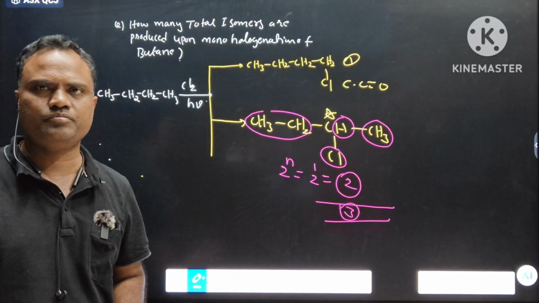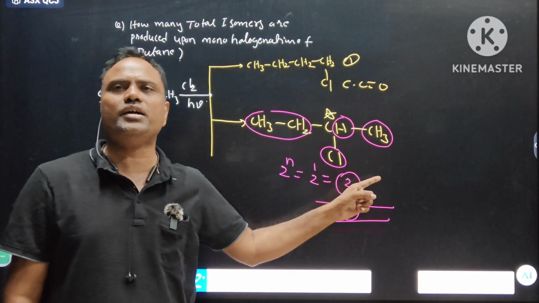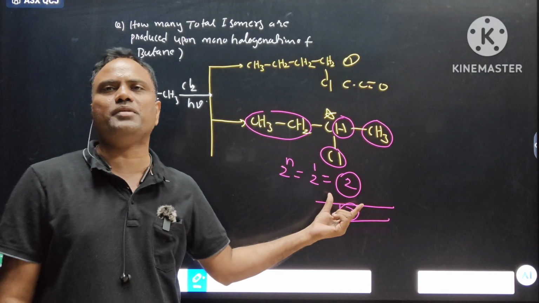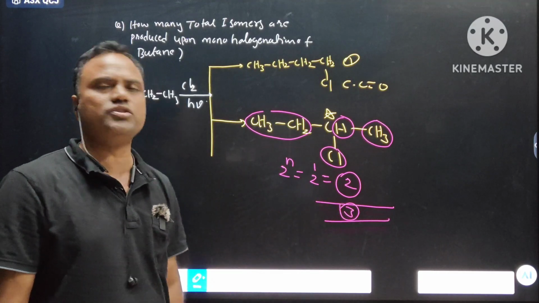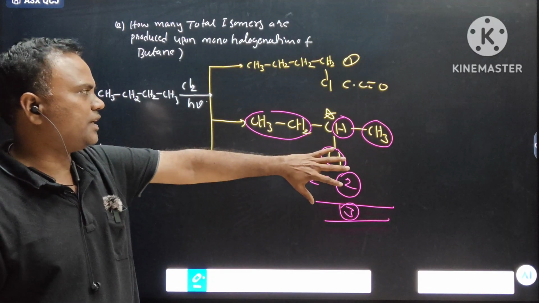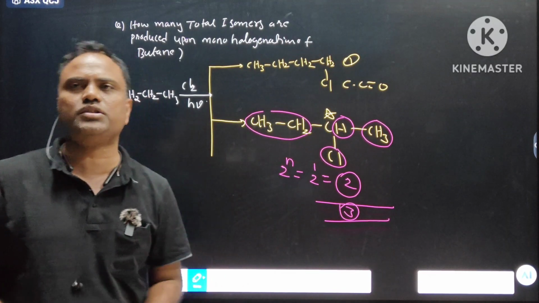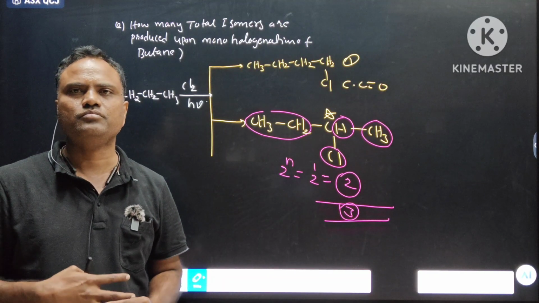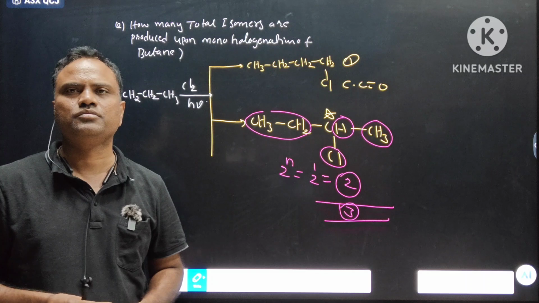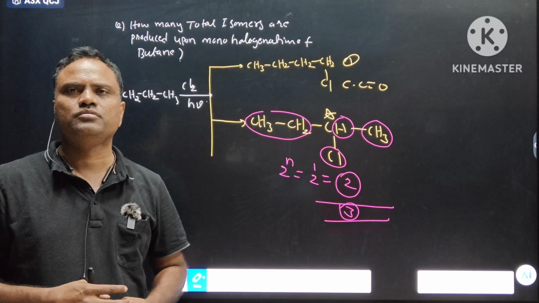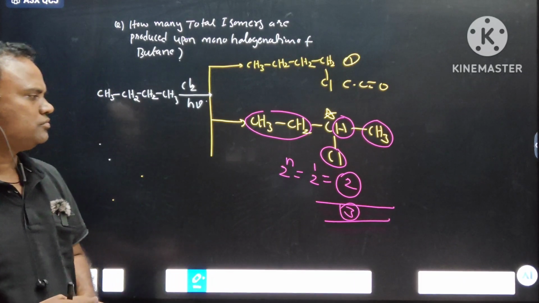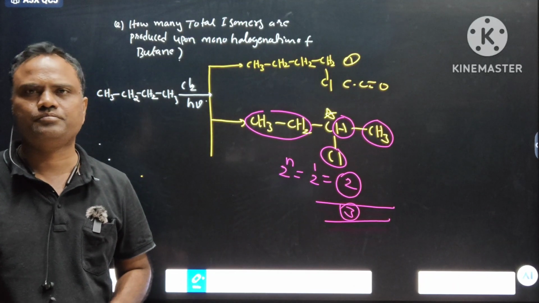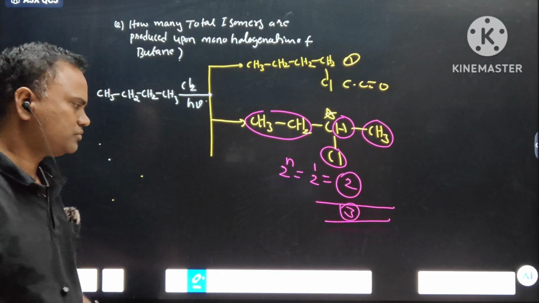Total 3. How many optically active alkyl halides are produced? 2 optically active alkyl halides. This is the formula: number of optically active compounds is 2 to the power n, where n is the number of chiral centers. 2 optically active compounds and 1 normal compound. Total 3. Got it now, all of you? Any doubt? Clear? Right.